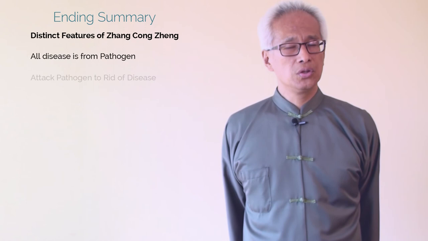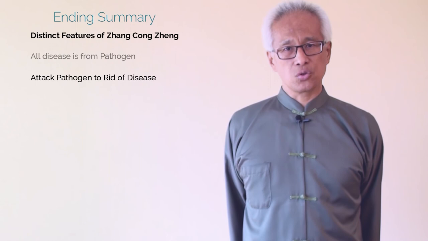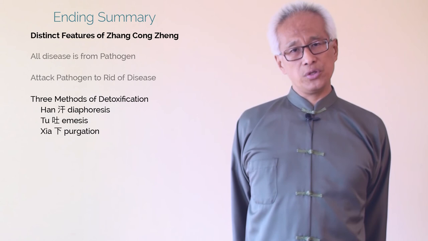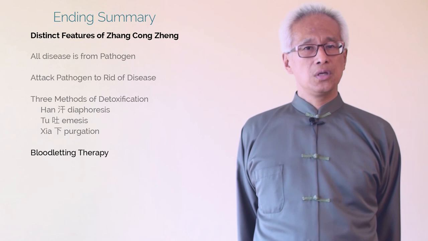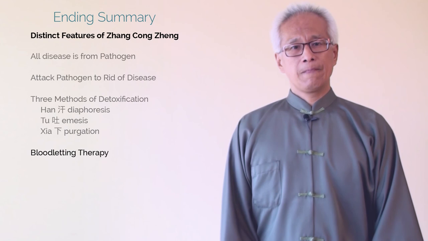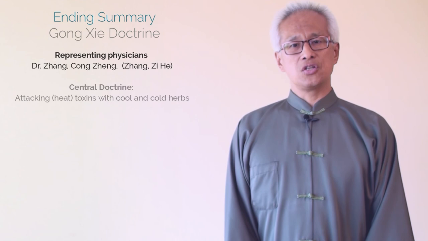The ending summary is that Dr. Zhang Chongzhen has brought us four distinct things here. Now, he believed that all diseases come from pathogen, number one. Number two, attack pathogens to get rid of disease. And he gave us robust sets of tools in using the three methods of detoxification: diaphoresis method, emetic method, as well as purgation method. And last but not least, number four, he talked and used a lot of bloodletting therapy for a lot of different conditions. Again, Zhang Chongzhen is the initiator for this doctrine, and the central thing is to attack heat toxins with cool and cold herbs.